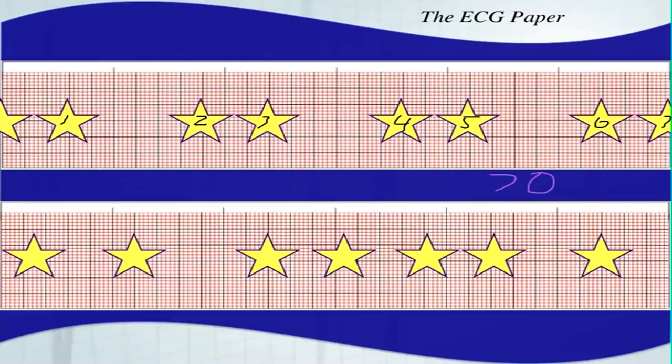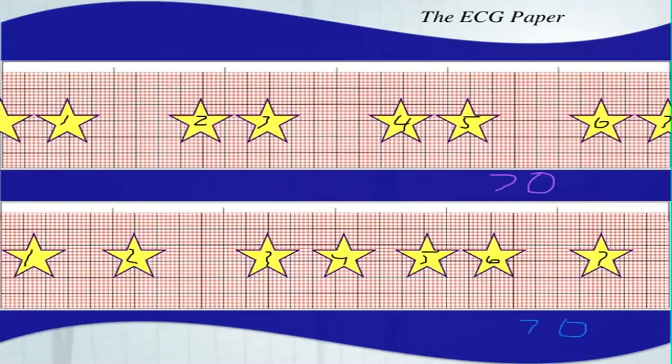So this 6-second strip method is pretty good if you're looking at an irregular rhythm. It works out well because it's going to give you an average. If we use a different method that we're going to learn later on, you might not be as accurate with irregular rhythms. Let's look at the bottom one. We have 1, 2, 3, 4, 5, 6. We have 7 stars also in the bottom, and that also gives us a heart rate of 70.